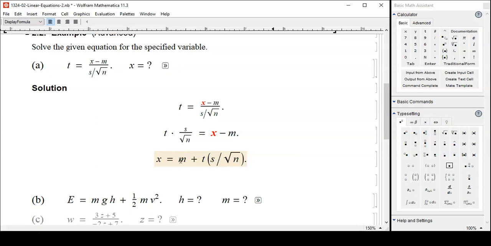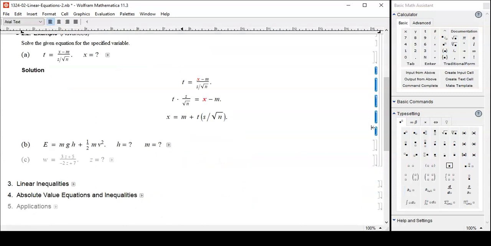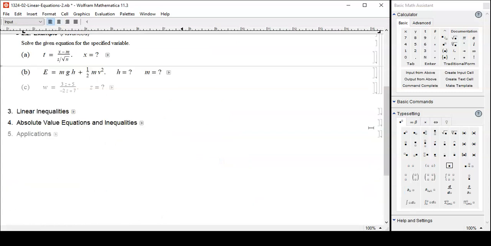This expression here is going to be important in statistics. That too is important in statistics. I can solve for other variables such as s or m or even n, but I'm going to leave those as exercises for you. I don't want to go too deeply into this.